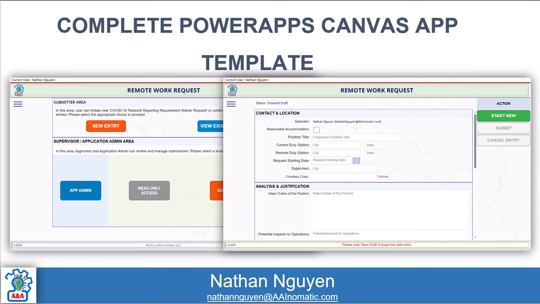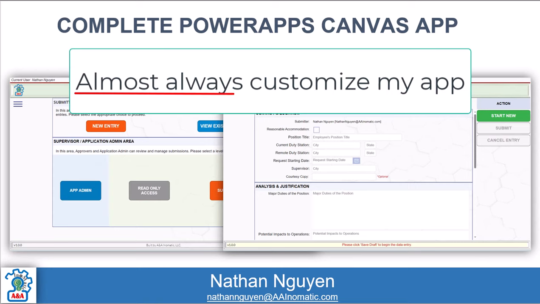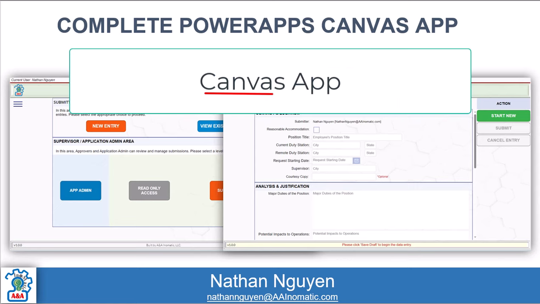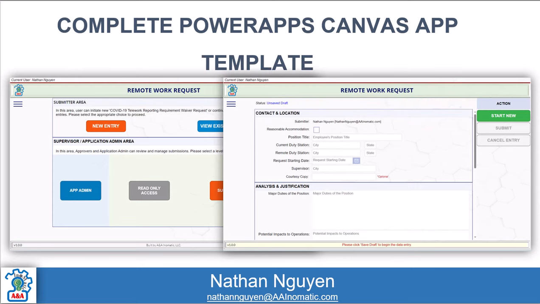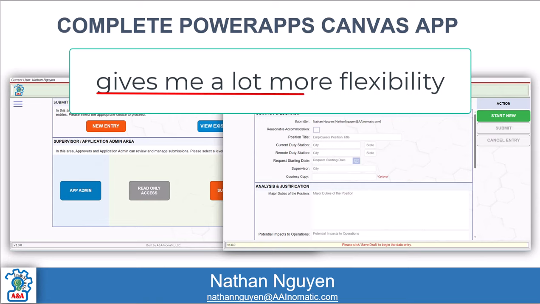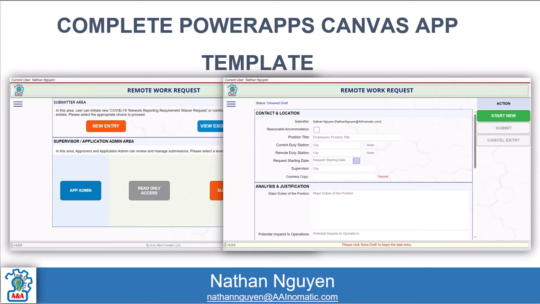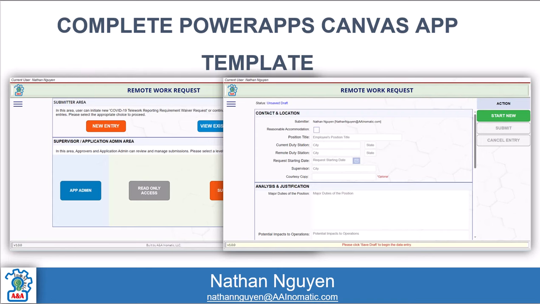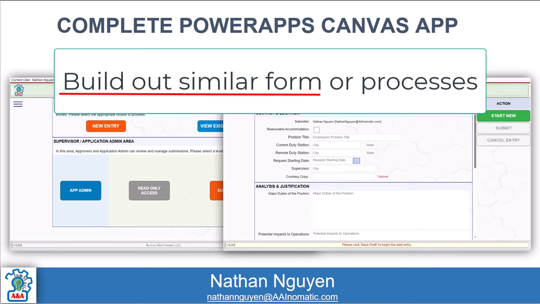When I first started, I almost always customized my app from a SharePoint list. But later on, I learned that Canvas app, even though it's a lot more work up front, gives me a lot more flexibility. I don't have to deal with a data card. I can make my app reusable when I build out similar forms or processes.